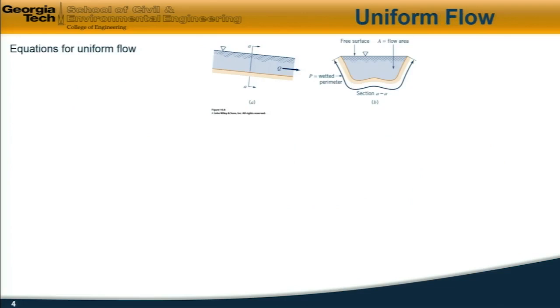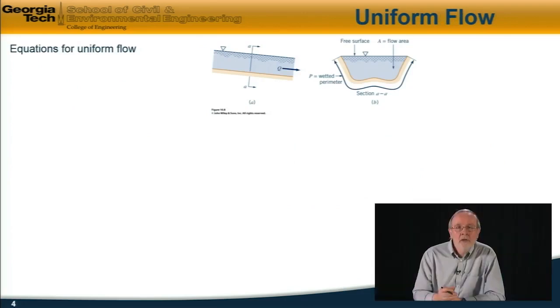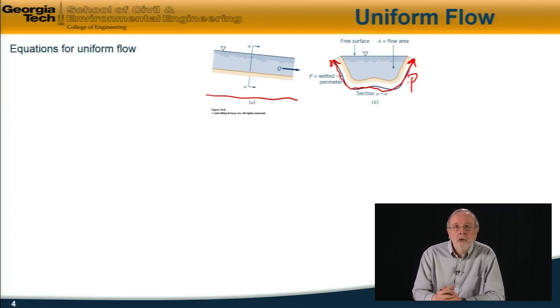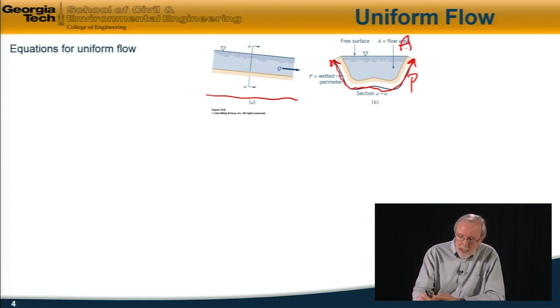The first thing we want to arrive at is the equation for uniform flow. So let's suppose we have a flow down a slope like this, and because it's uniform flow, the depth and the velocity are constant down the slope. In cross-section, we might have some arbitrary shape, and around here we have a perimeter, P, called the wetted perimeter, which is in contact with the water, and a free surface. And I'll suppose that the cross-sectional area here is A.